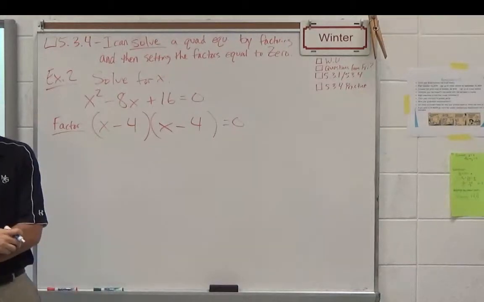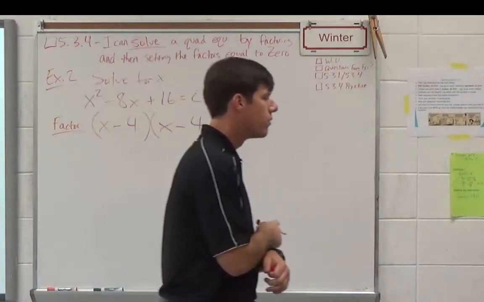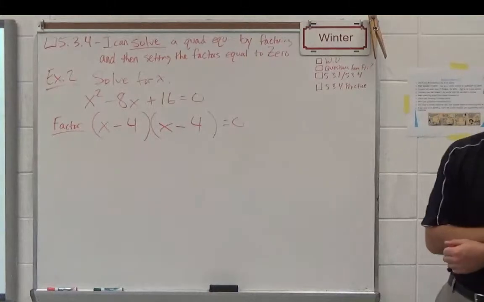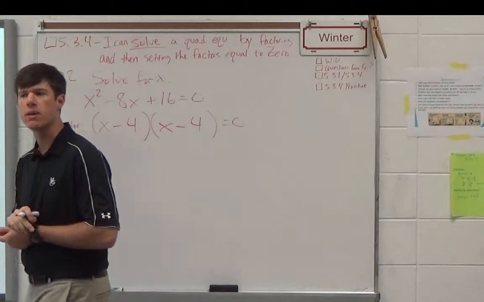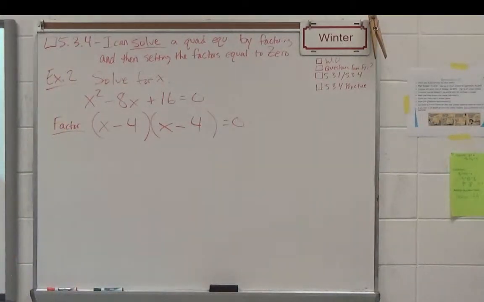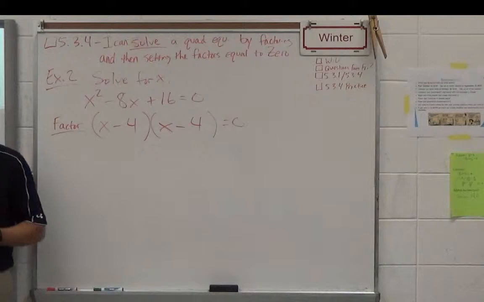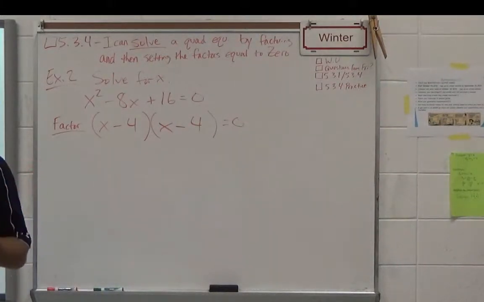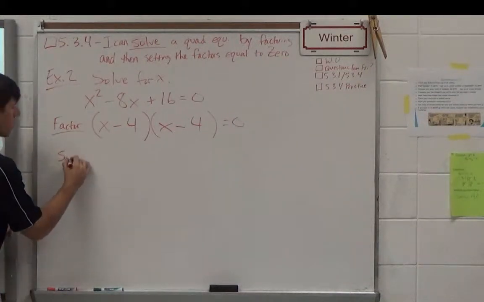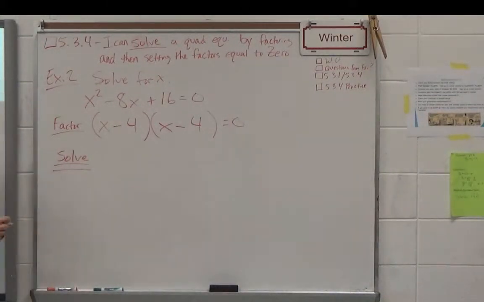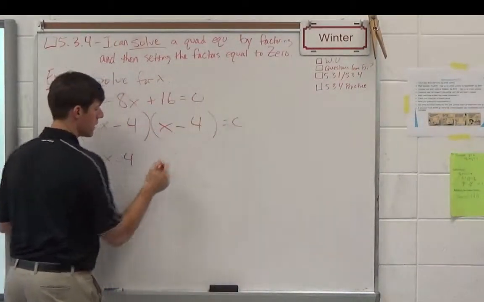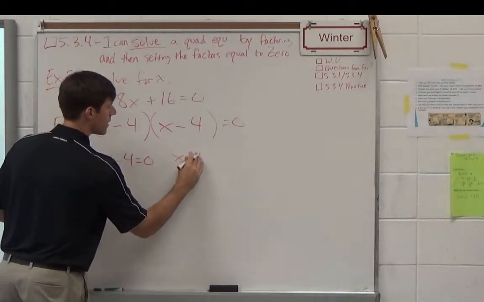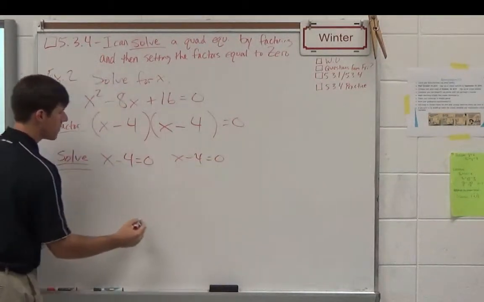So if I ask somebody right now, Hagen, what are my factors? You would tell me negative 4, negative 4? No, that's wrong. What did we just say? Factors have to be of the form x minus something. So Chastity, if I said, what are my factors? You tell me x minus 4, x minus 4. Those are my factors. Now, if I want to solve these, what do I do? Set them equal to 0. Set my factors equal to 0. So x minus 4 equals 0, x minus 4 equals 0.